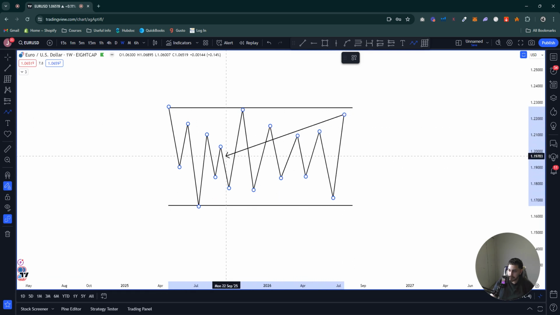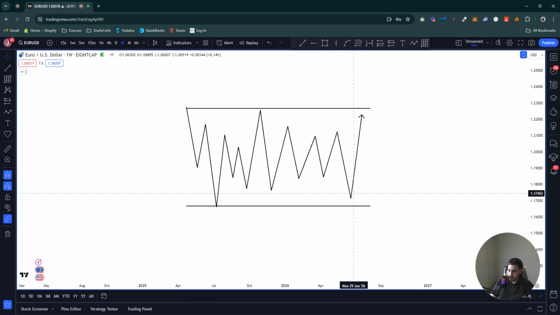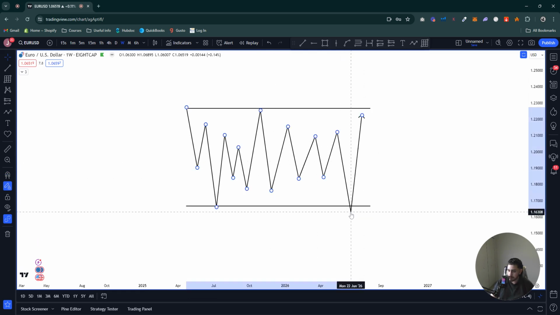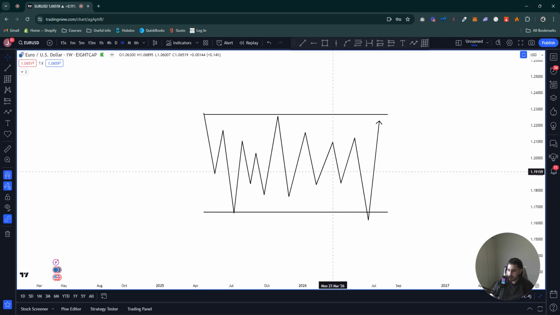It doesn't even have to be this sideways. Sometimes you just have a range like this. But let's just keep it super simple and leave it like that for the sake of this video. So you have your external high, your external low.